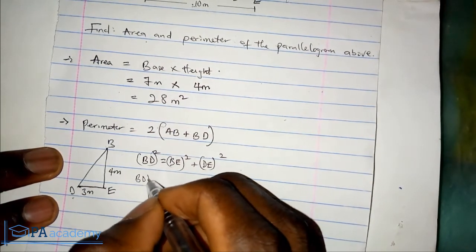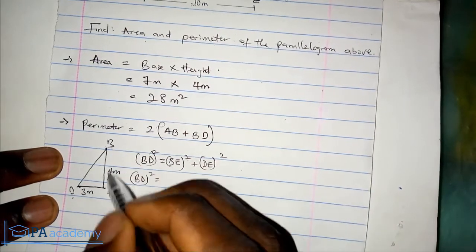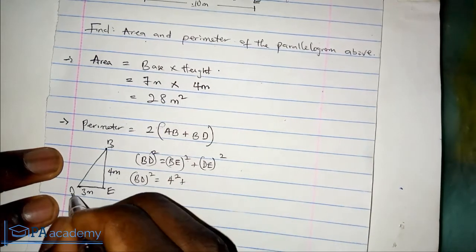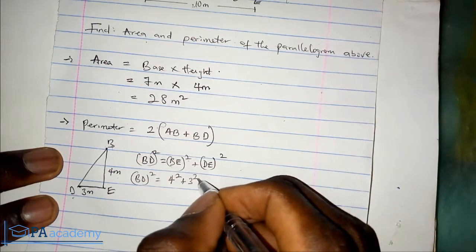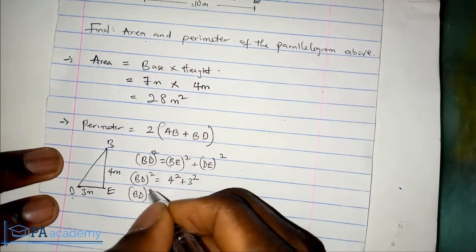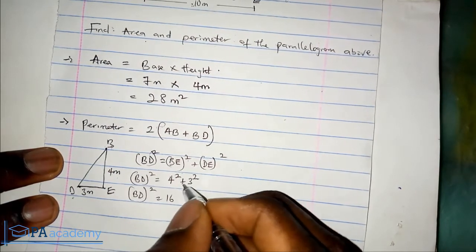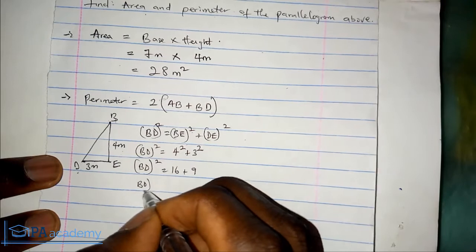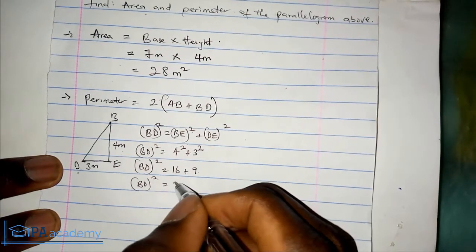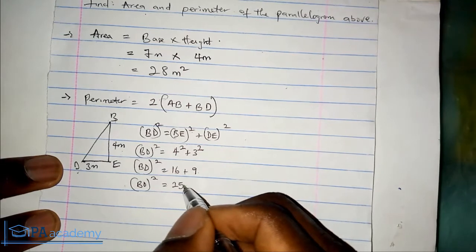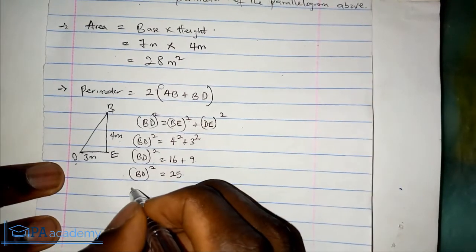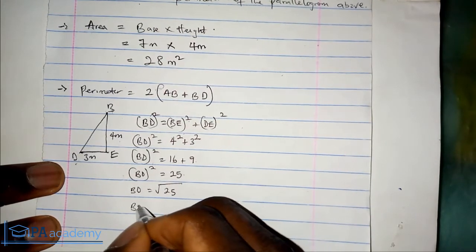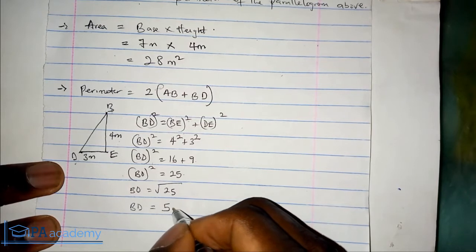So our BD square is equals to our BE, which is 4 meter, so 4 square, plus then our DE is 3, so 3 square. So our BD square is equals to 4 times 4 is 16 plus 3 times 3 is 9. So our BD square is equals to 16 plus 9, that's 25. If you find the square root of both sides in order to cancel out this square, our BD will be equals to square root of 25. Then our BD is equals to 5. So don't forget the unit, 5 meter.